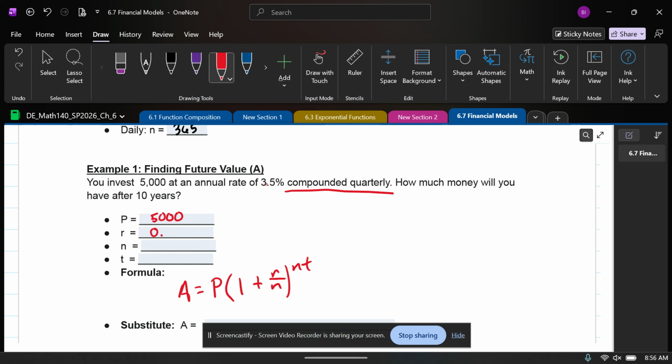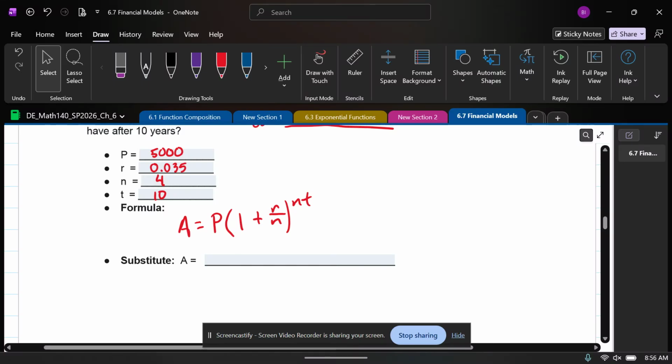What is our interest rate as a decimal? So we're going to move that decimal twice to the left. So that's going to be 0.035. If we're compounding quarterly, what is n? 4. And then we're leaving it there for 10 years. So what we're going to do is we're going to plug all those things into our formula.